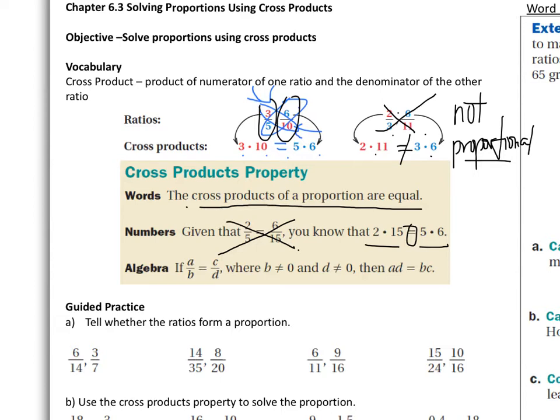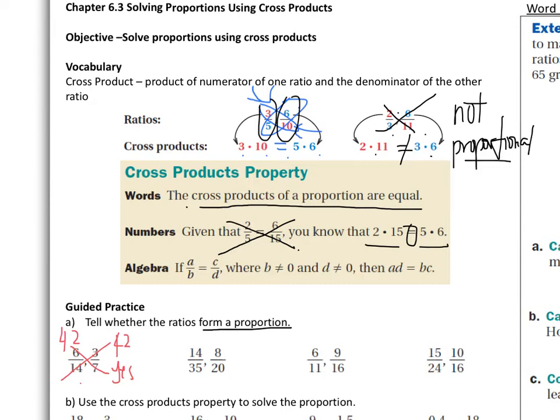Part A, tell whether the ratios form a proportion. I am just going to simply take the cross product to check to see if they're equal. 6 times 7 is 42. 14 times 3 is also 42. So 6/14 is proportional to 3/7. I will just simply write yes.